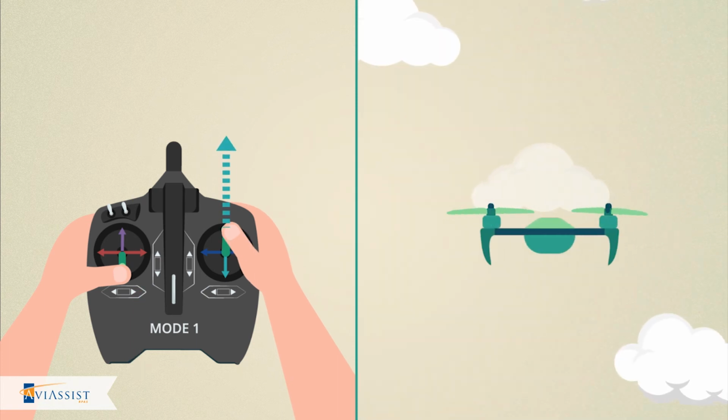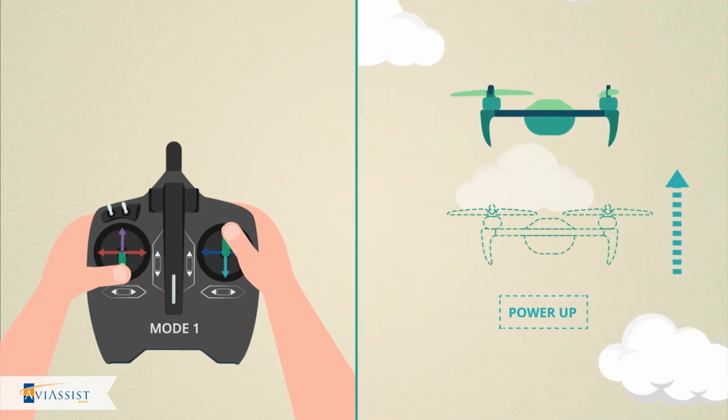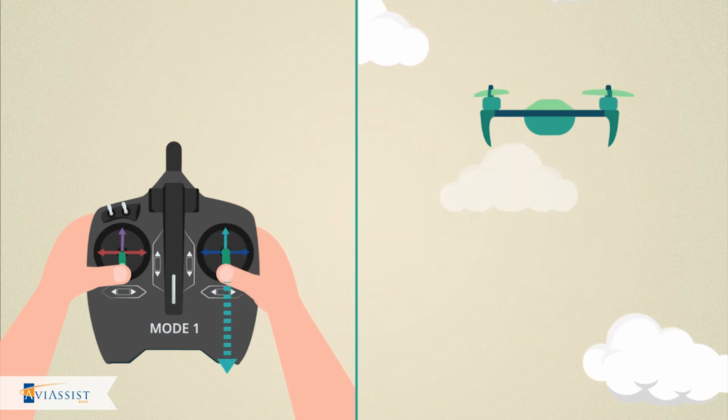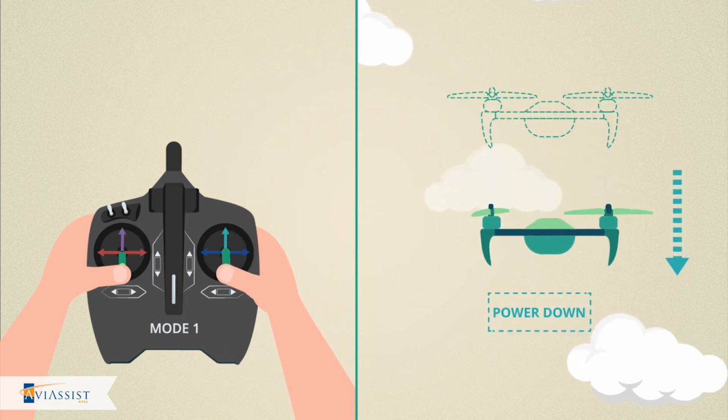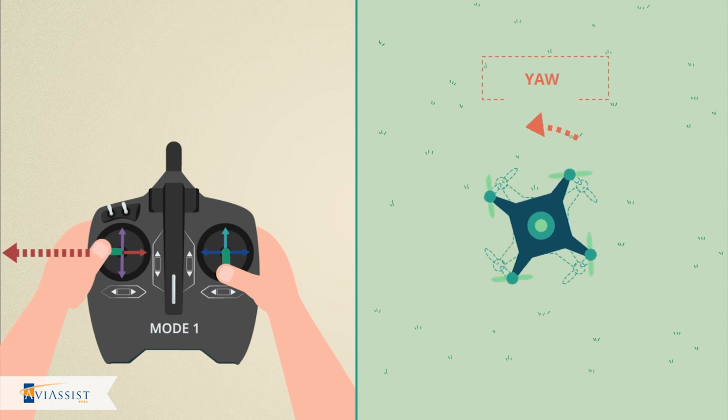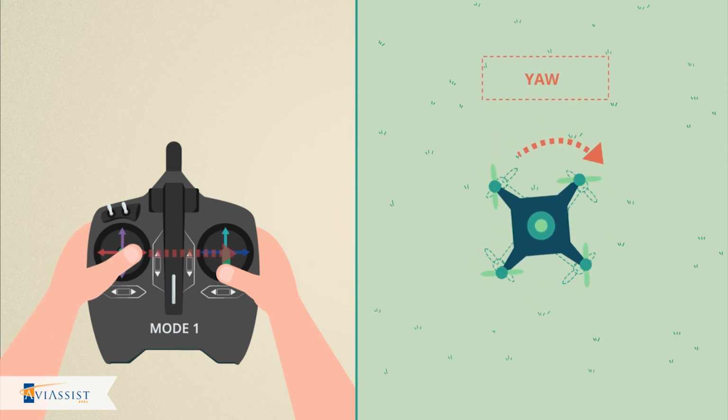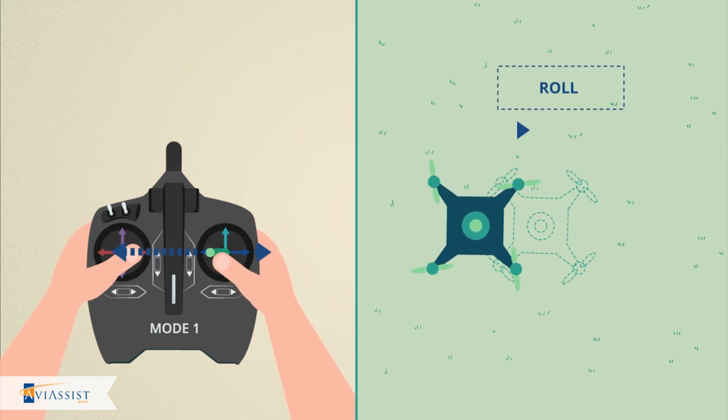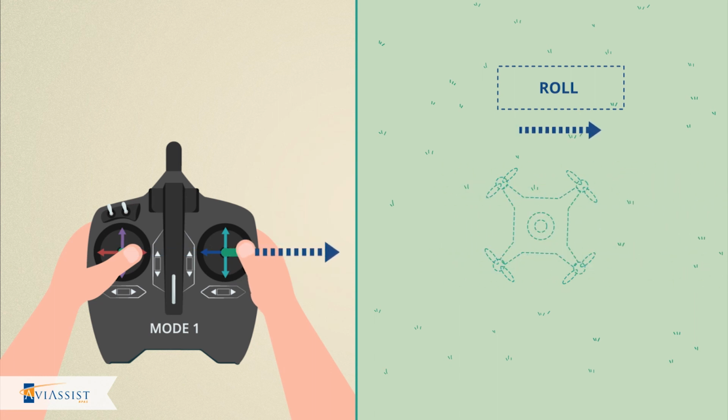When the right stick is raised, the aircraft will climb. When the right stick is lowered, the aircraft will descend. Moving the left stick left and right yaws the aircraft left and right, and moving the right stick left and right rolls the aircraft left and right.